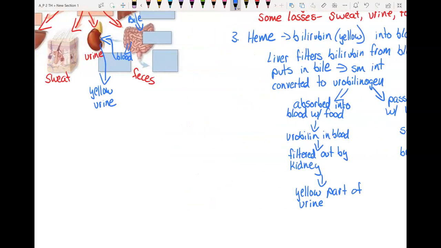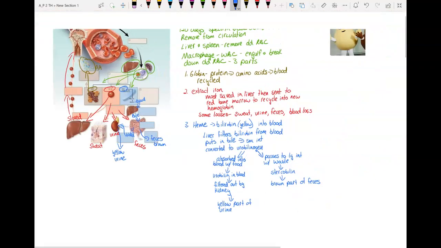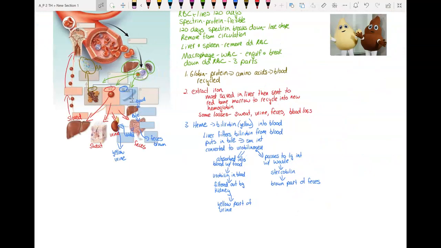So then some of it leaves with the feces. And once you convert from urobilinogen to stercobilin, it goes from yellow to brown. So that is what happens to your old red blood cells.